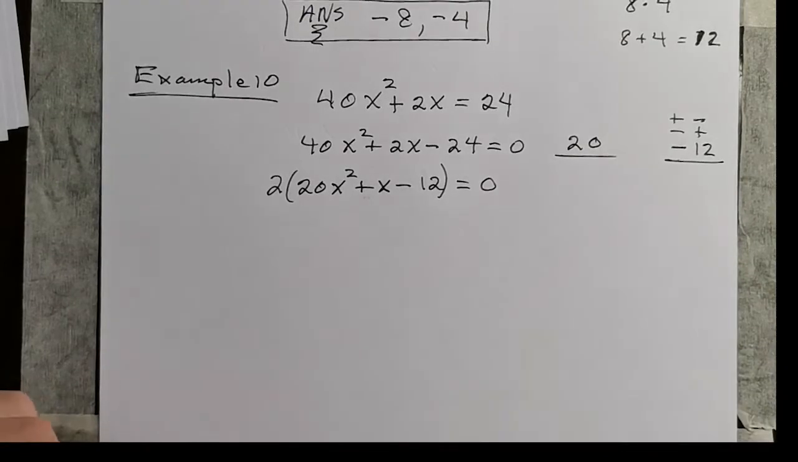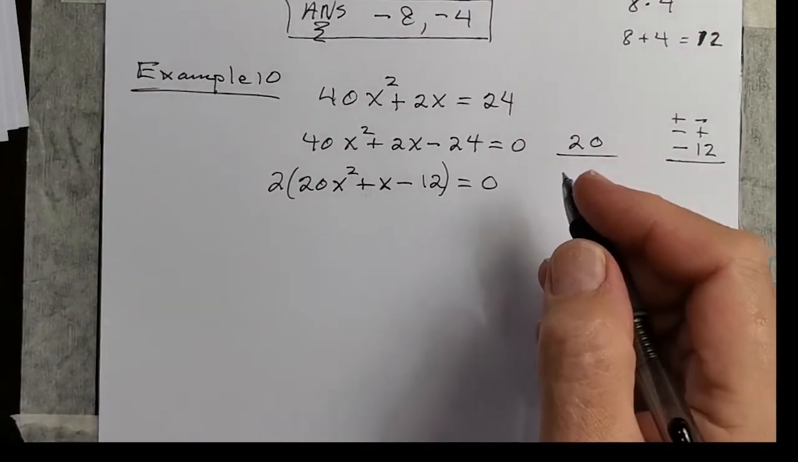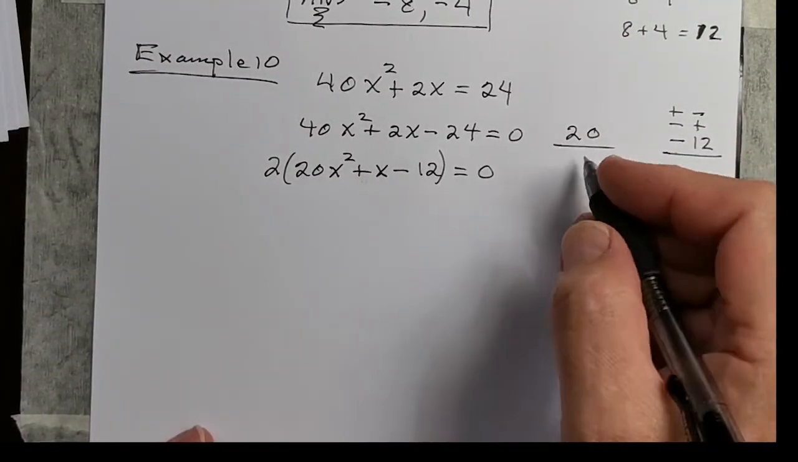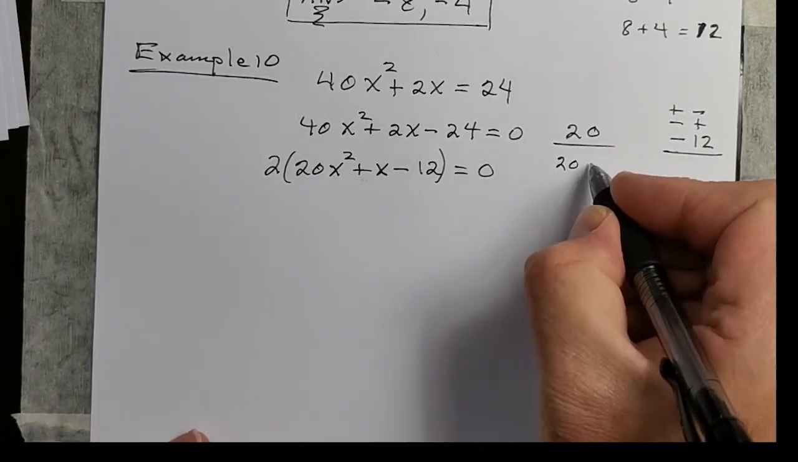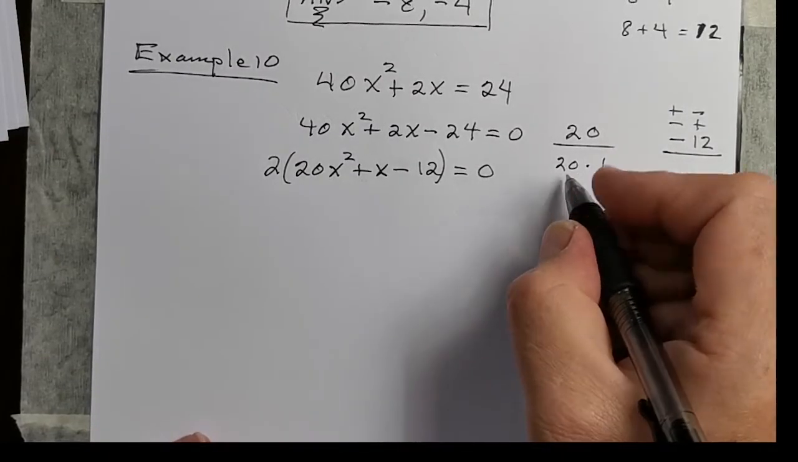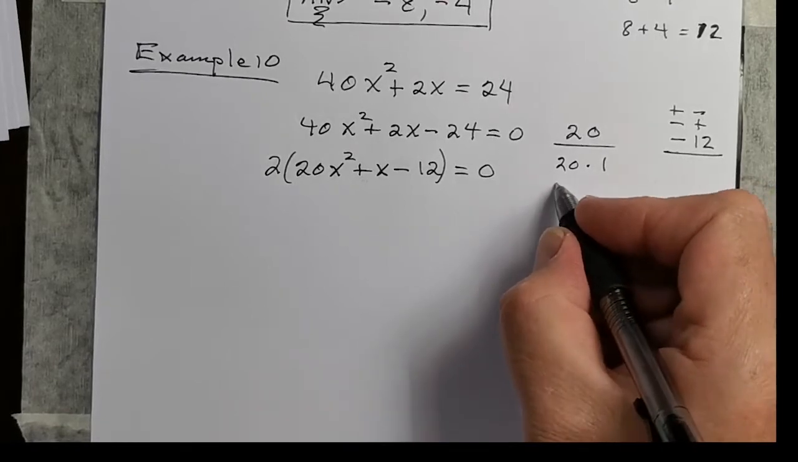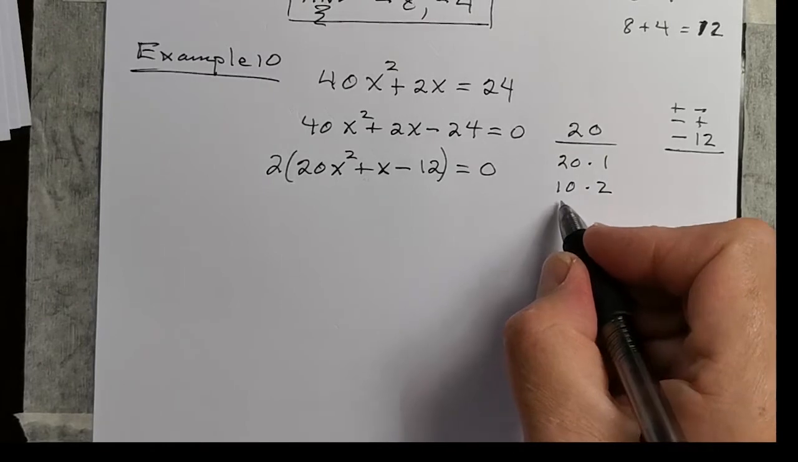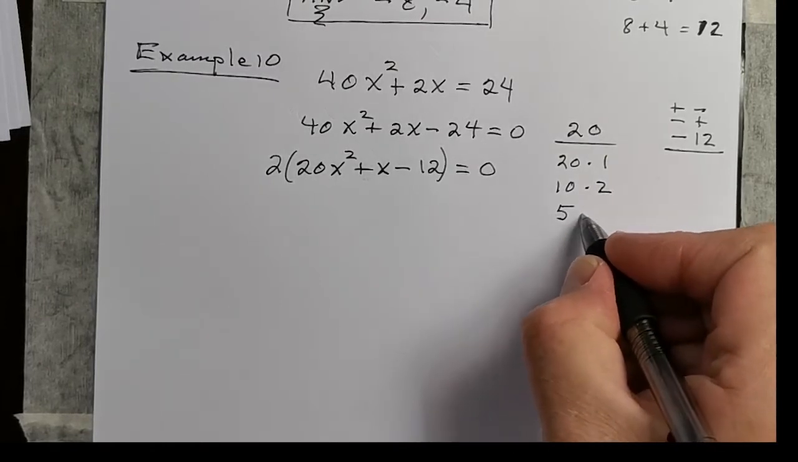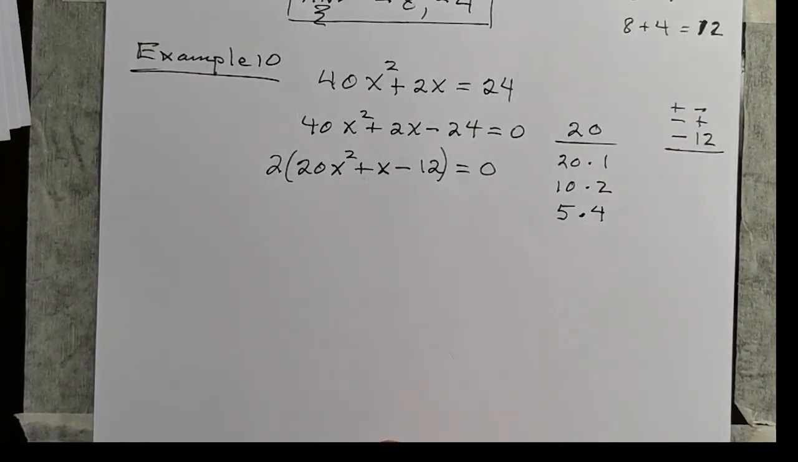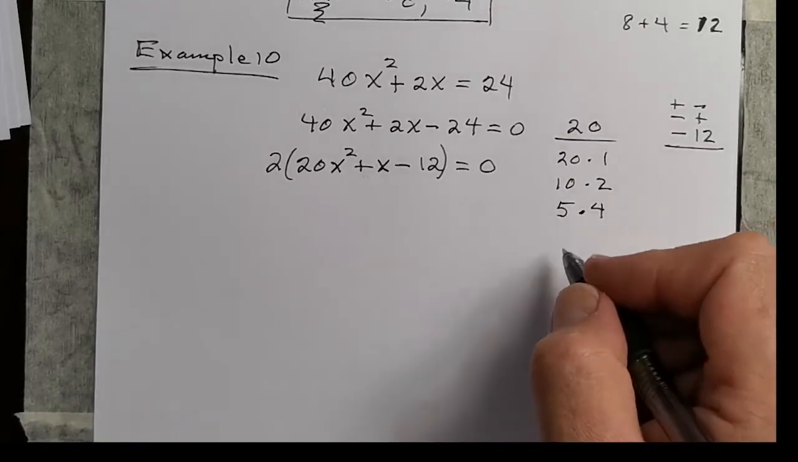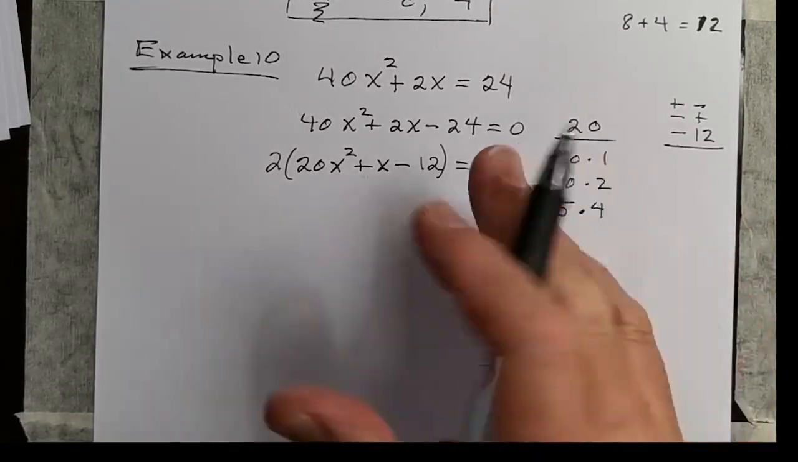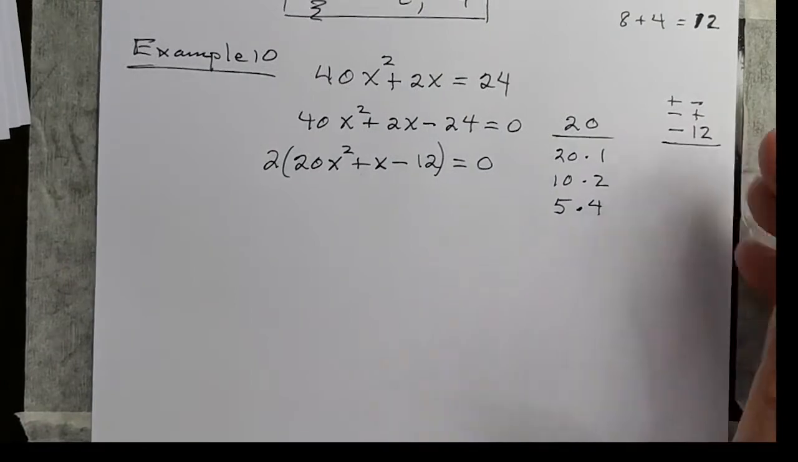Let's write down now the factors of 20. We can write down 20 times 1. The next one will be 10 times 2. And then we could have 5 times 4. And that would be it, because the next one would have to go down to 1 times 20, and we don't have to reverse the first ones here. We just reverse on this side.